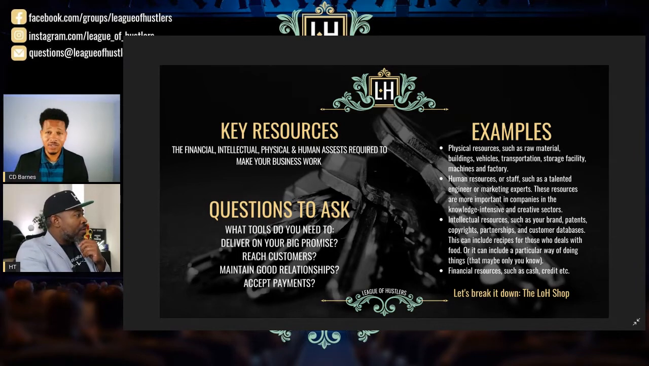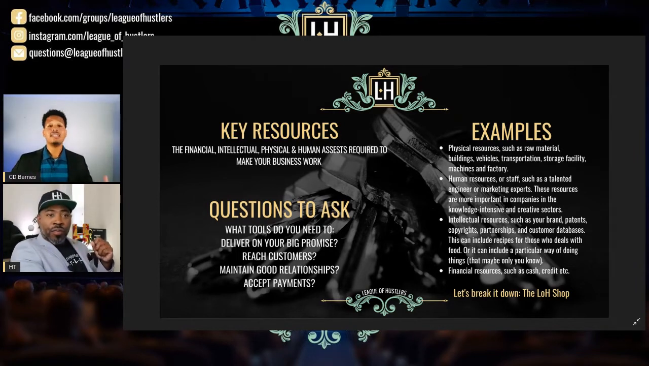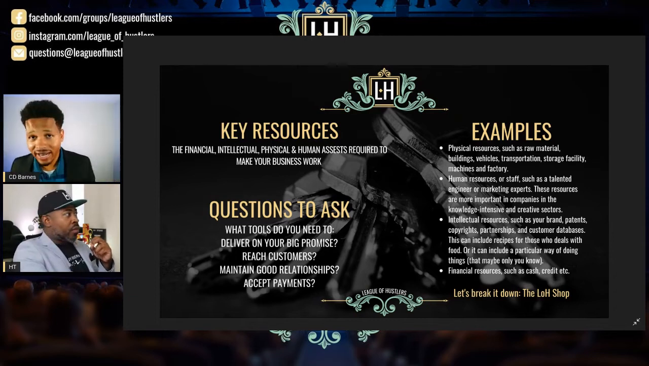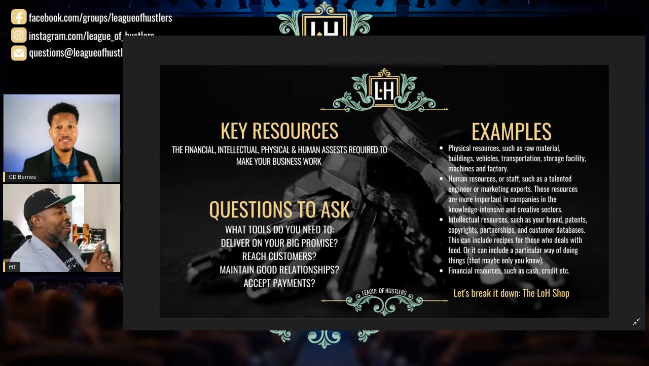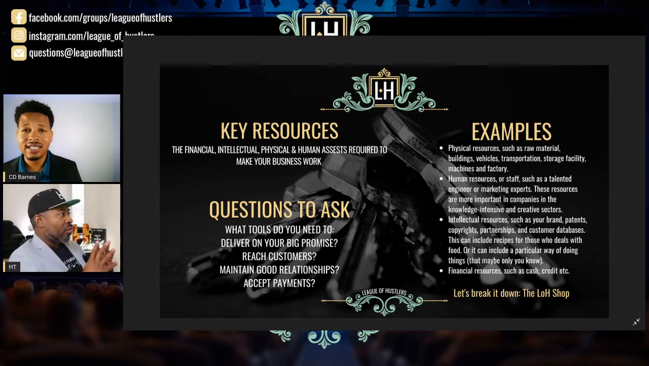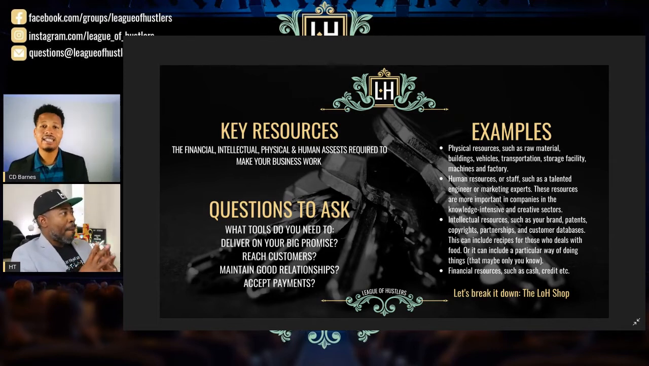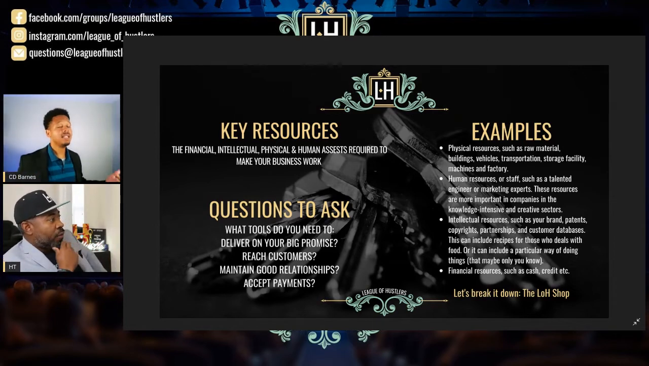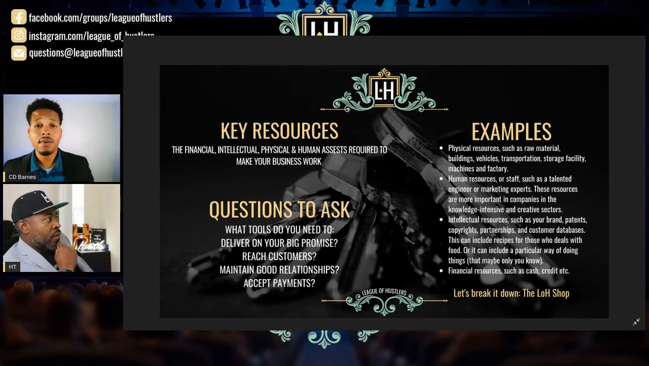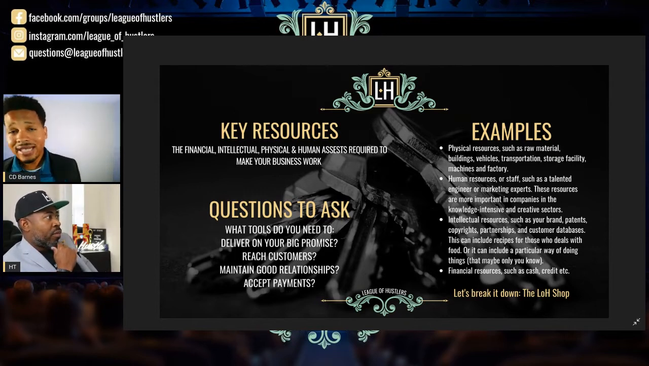If you're a sandwich shop, a key resource would be bread, obviously. Or lettuce, tomato, cheese. Anything like that is very important. And this goes beyond some of those physical things. It can be, as listed, financial. It could be intellectual. It could even be personnel. So this is a major component.